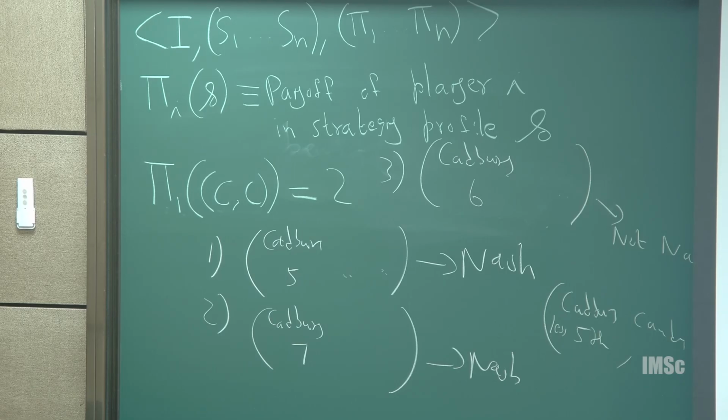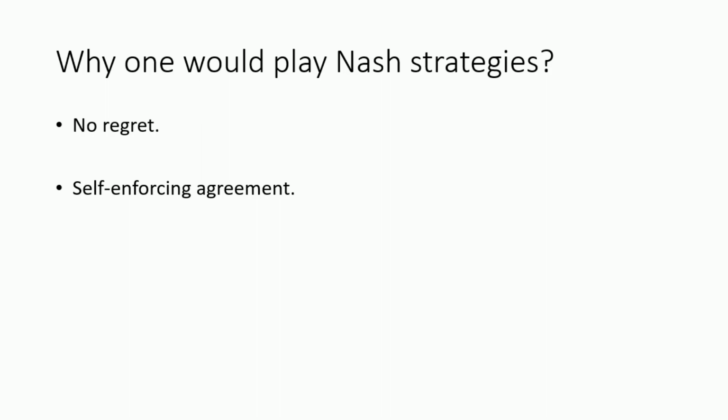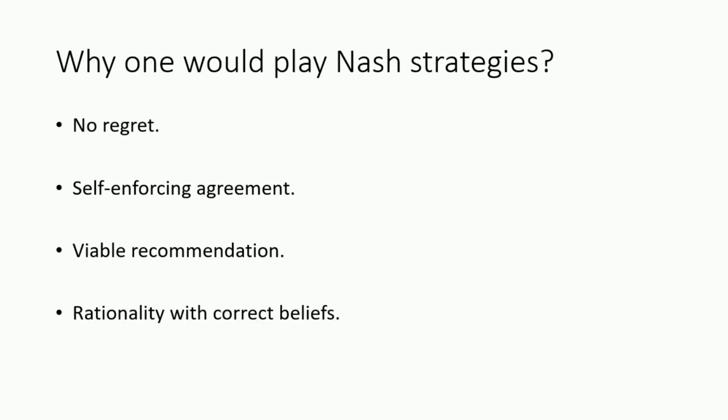The second thing is that it's a self-enforcing agreement. For example, if I declare that I'm going to play this and you declare that you are going to play that, at Nash equilibrium, that is self-enforcing. You don't need any contract. You don't need any communication. Because nobody gets to deviate from that, and nobody gets to benefit from that. Another way of saying that is that it's a viable recommendation. For example, I am an external party and you are playing the game. I can recommend that you do this, you do that, and then that will happen by itself. Rationality with correct beliefs is a slightly more involved matter, but we don't have to worry about that.